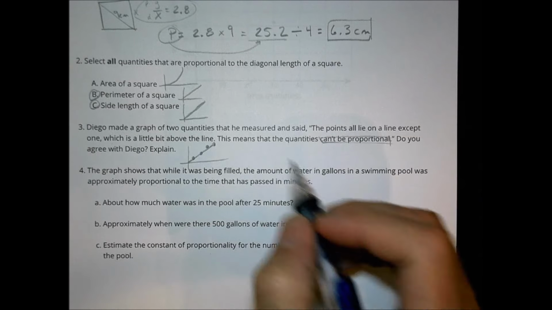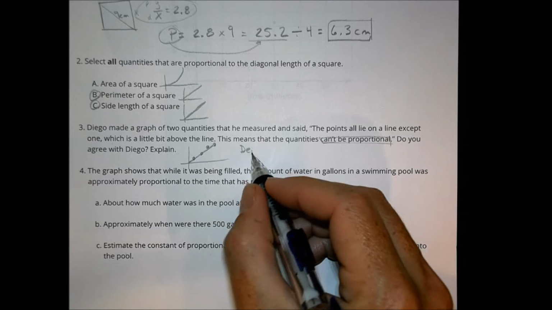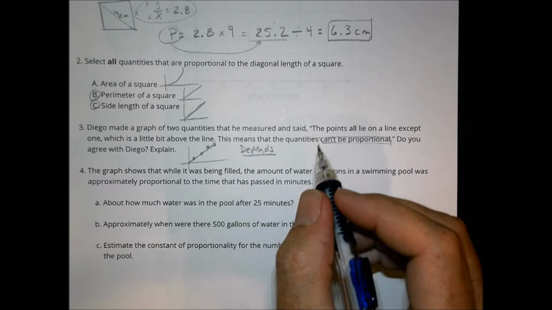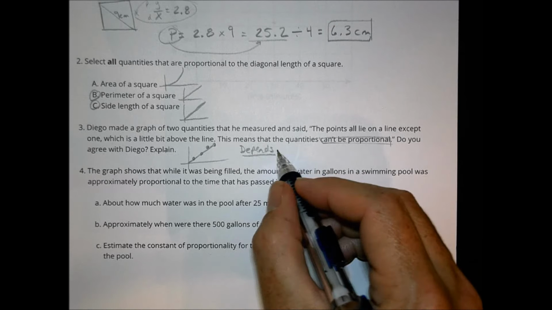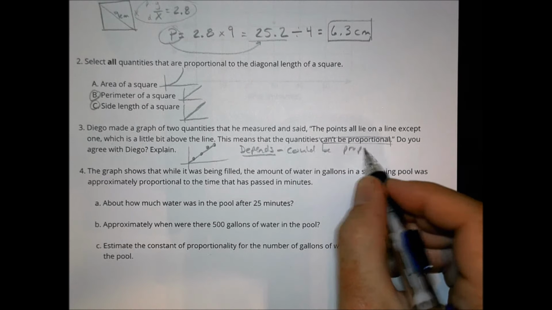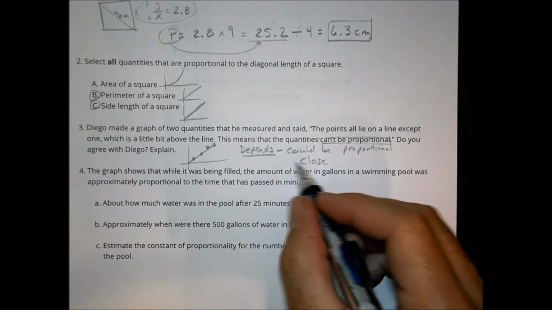I would probably say, overall, it really depends on a lot of things. It could be. It really could be proportional. And the reason for that is it's close, right? And that's the key thing there.